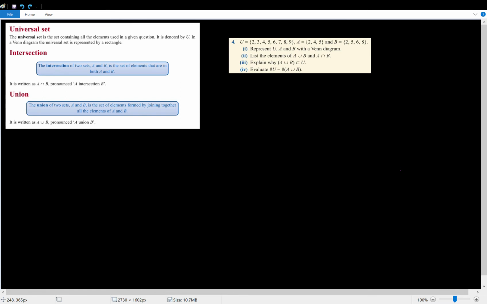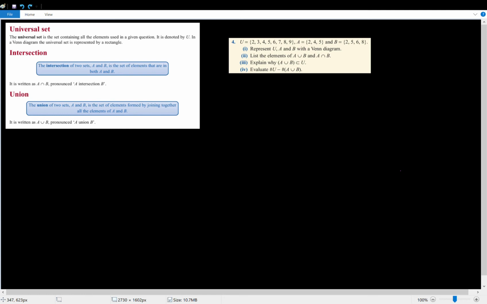The union of two sets, A and B, is the set of elements formed by joining together all of the elements of A and B. It is written like that, as we can see on the left, and it's pronounced A union B. The symbol for union looks more like a U, like an upside down intersection sign. So let's go to the question.